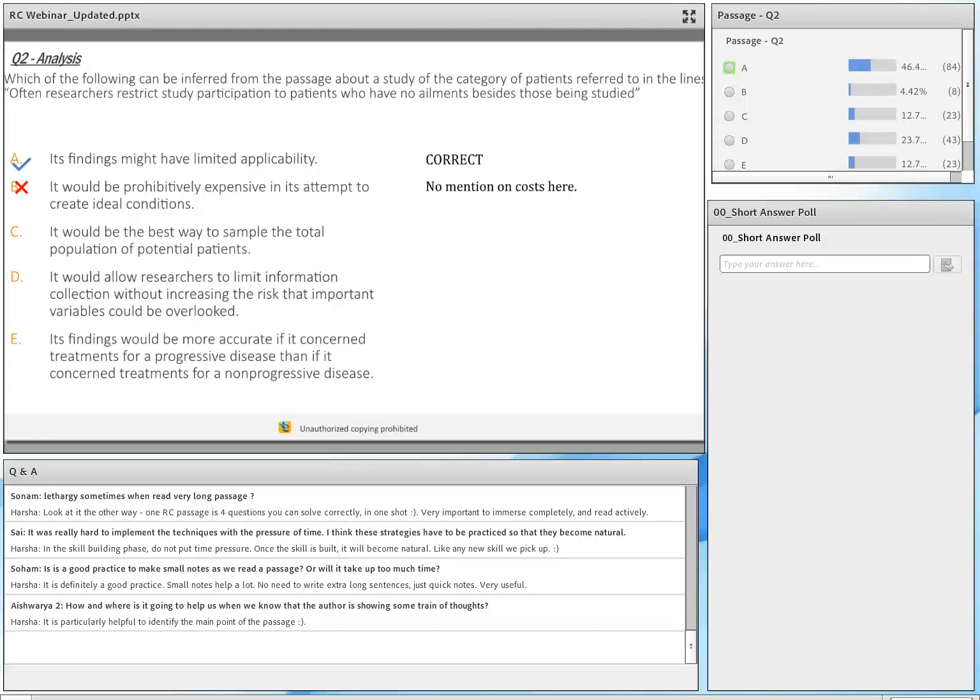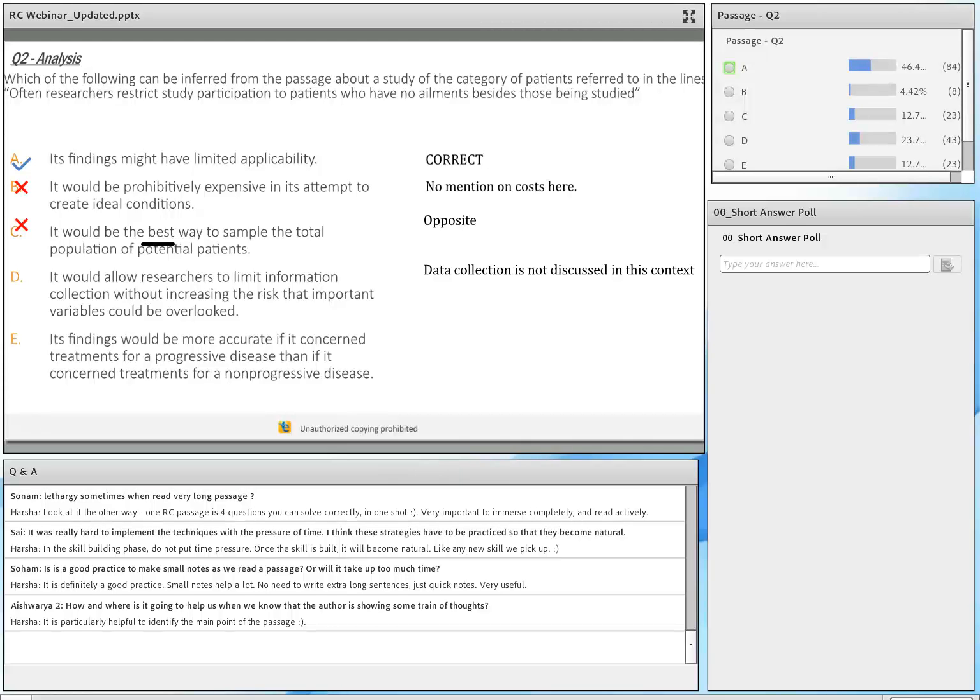C says it would be the best way, a superlative word over here, to sample the total population of potential patients. Actually, it's the opposite. It's not the best way. It's actually a very limiting way as per the passage. Choice D again mixes paragraph 1 and paragraph 2. It says it would allow researchers to limit information collection without the risk that important variables can be overlooked. We talk about this in paragraph 1, not in paragraph 2. Again, you're mixing information.